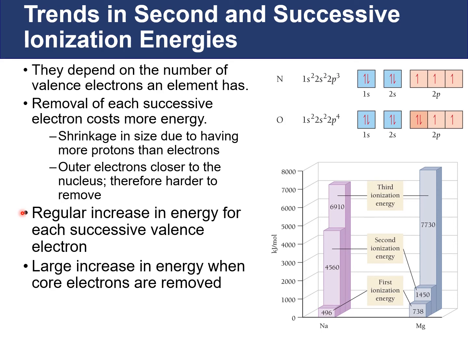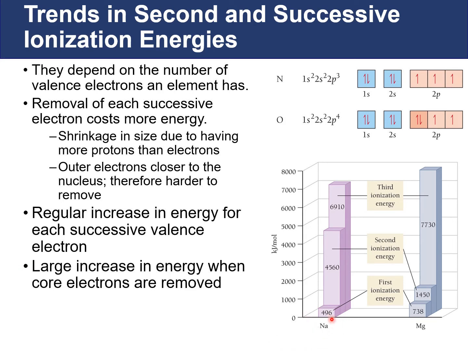However, what you will notice is that there will be a large increase in the energy when you start removing the core electrons. Essentially, when you break the noble gas configuration, there is a very large energy bump required for removing the electron that breaks a noble gas configuration.